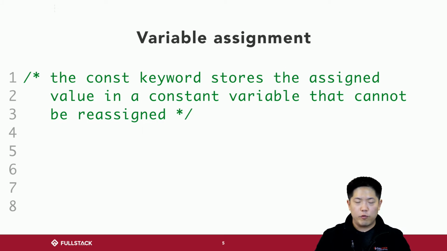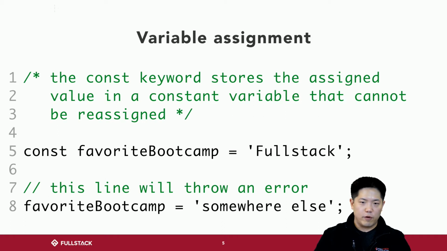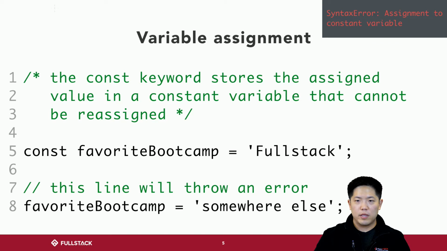There's another keyword that also creates variables, the const keyword, const being short for constant. What it does is store the assigned value into that constant variable, but then that variable cannot be reassigned. For example, if we say const favoriteBootcamp is assigned the value of full stack, and then we take that variable favoriteBootcamp and assign it the value of somewhere else, and we run this, we'll get an error saying that we're trying to assign a new value to a constant variable.